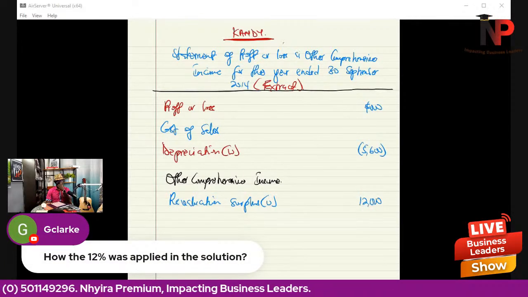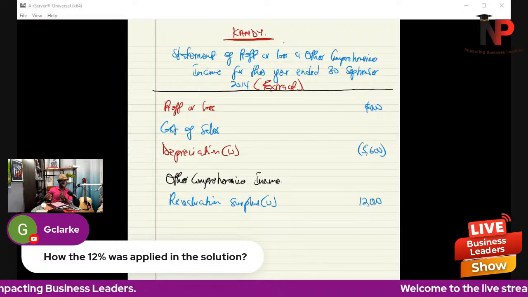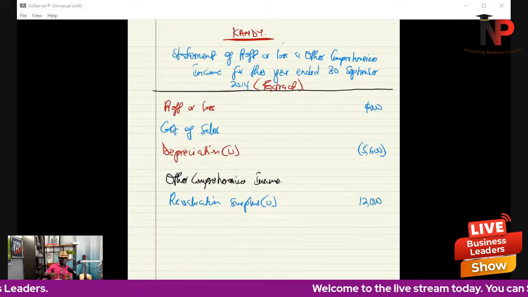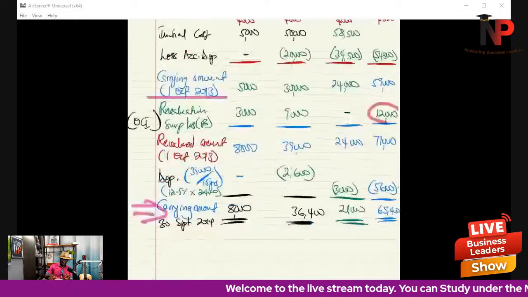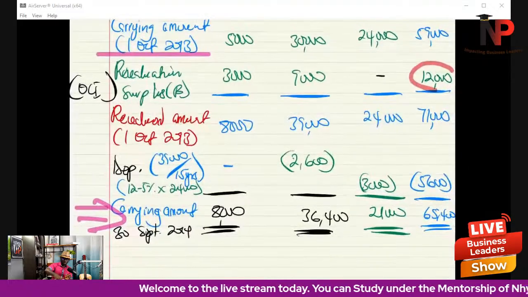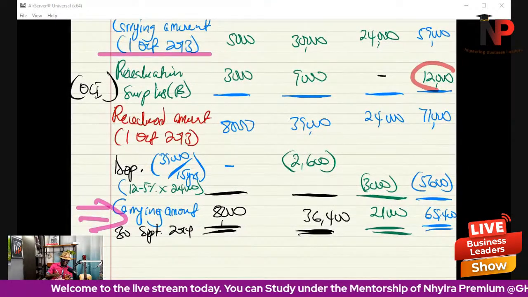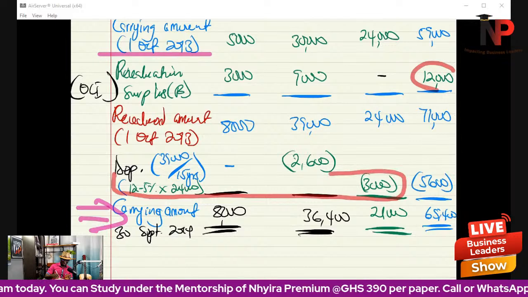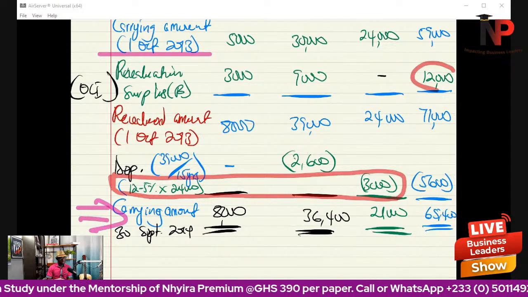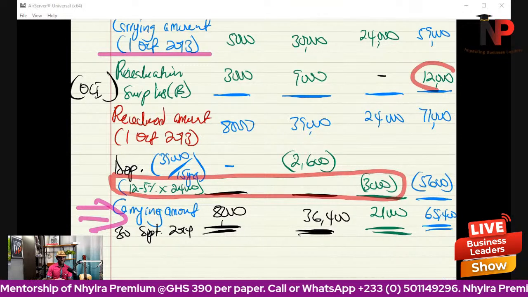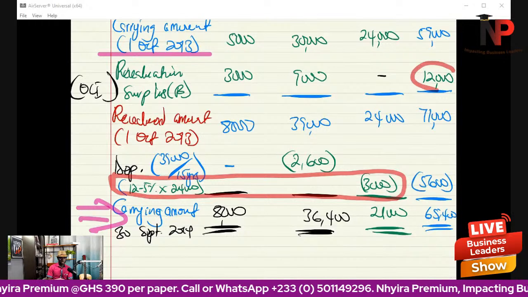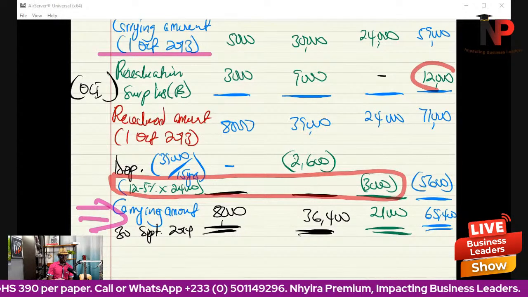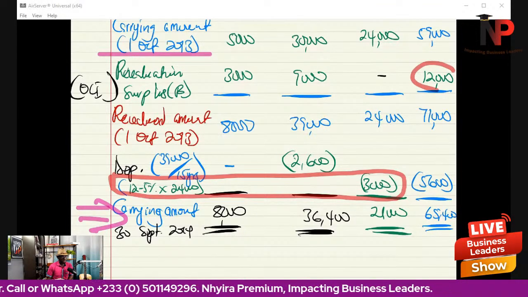And that's it. How the 12% was applied in the solution? Which 12%? I don't think there was a 12%. There was a 12.5%. That's what we use to calculate the depreciation on the plant and equipment here. That's what you see here. It was 12.5%, reducing balance method. And so that's how we deal with that.